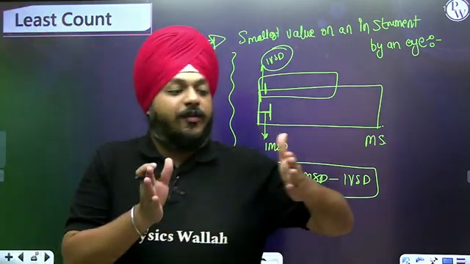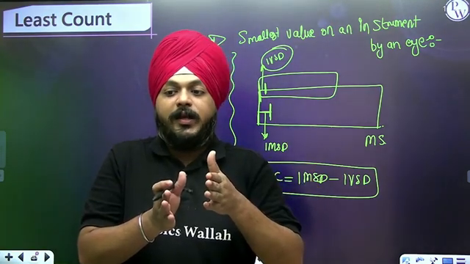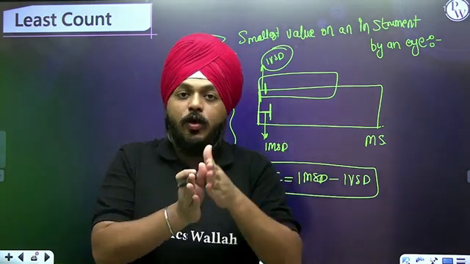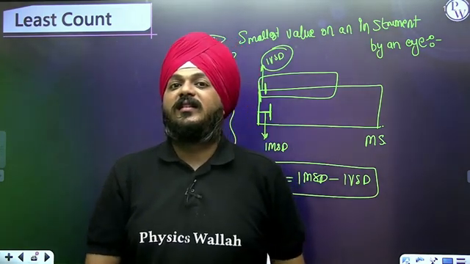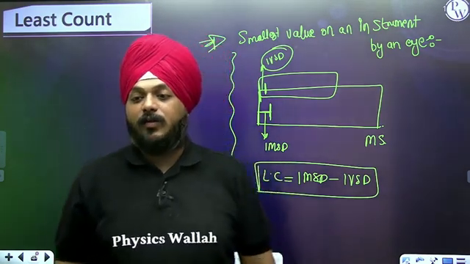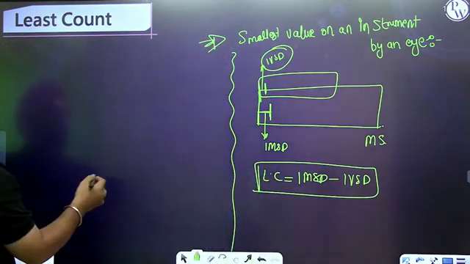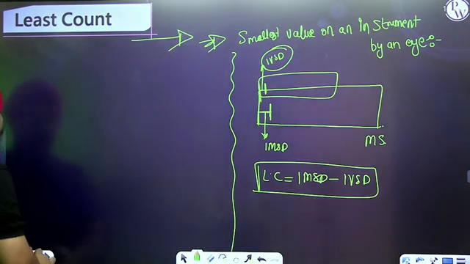1 MSD is one division on the main scale. 1 VSD is one division on the Vernier scale. The difference between these two is the smallest value that we can see on the scales, and that is the least count. So this is the formula of the least count, and this is the actual definition.